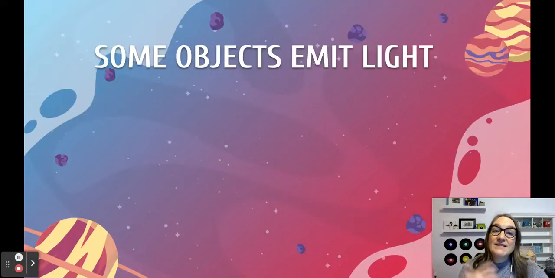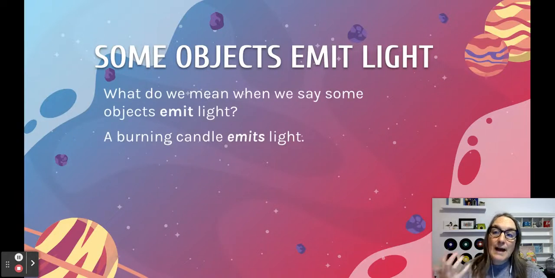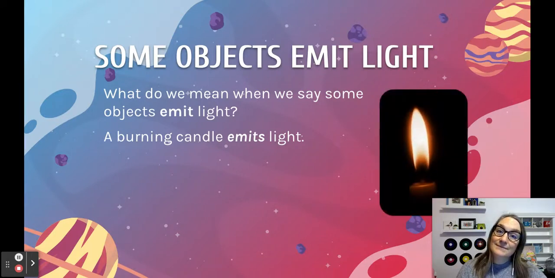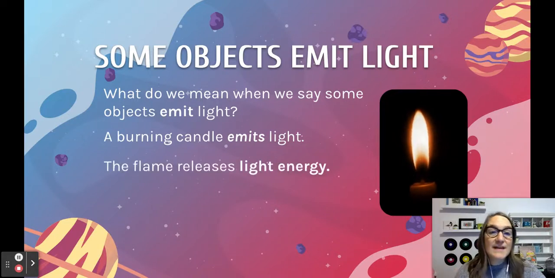Now, what do we mean when we say some objects emit light? Well, for example, a burning candle emits light. That means that the flame is actually giving off the light that you see when you look at it. How does a candle give off light? Some of the energy from the flame is released as light that you can see. There's also energy released in the form of heat, as anyone who's been close to a candle flame or any other flame will know. You can feel the heat coming off it.